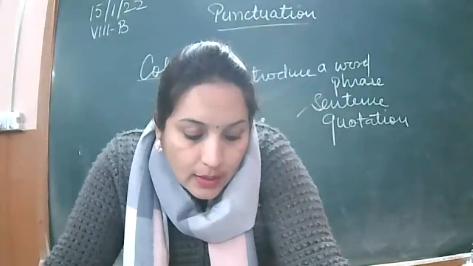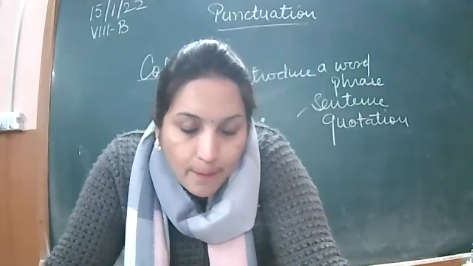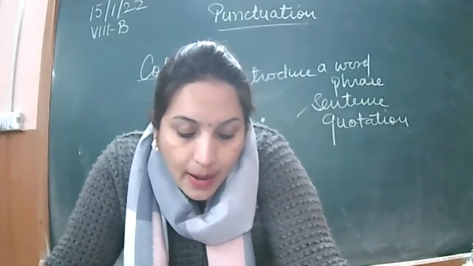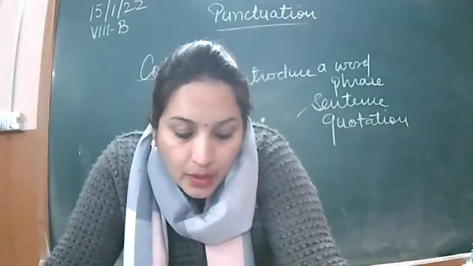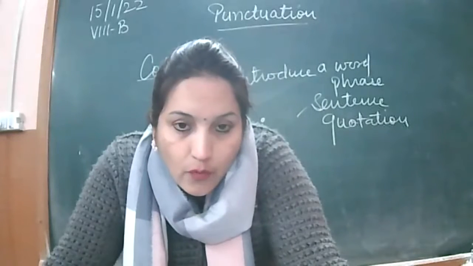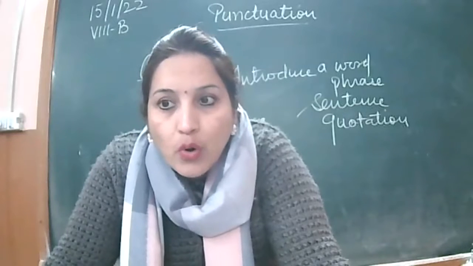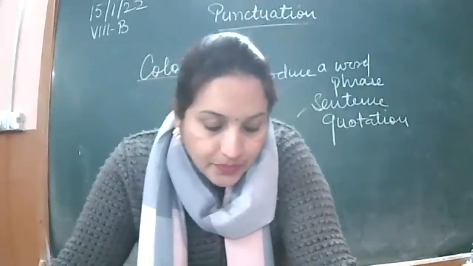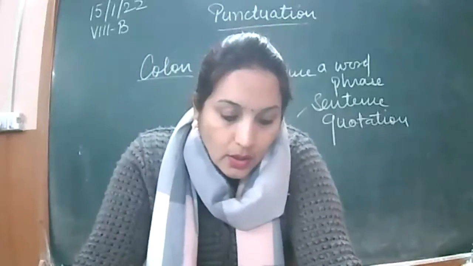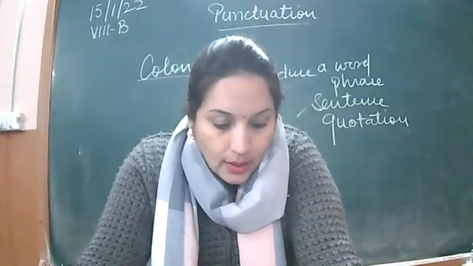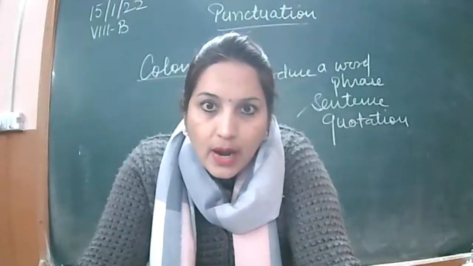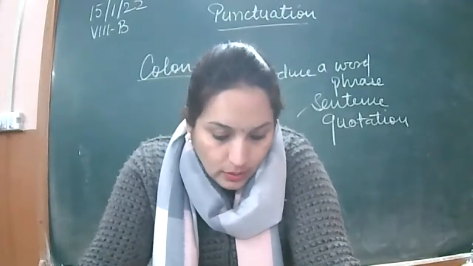Karan can think of only three things: composing music, starting a band, and being famous. So Karan can think of only three things. What are those three things? Before that, you put a colon. Also, when Karan says his dialogue, for that also you can put a colon.